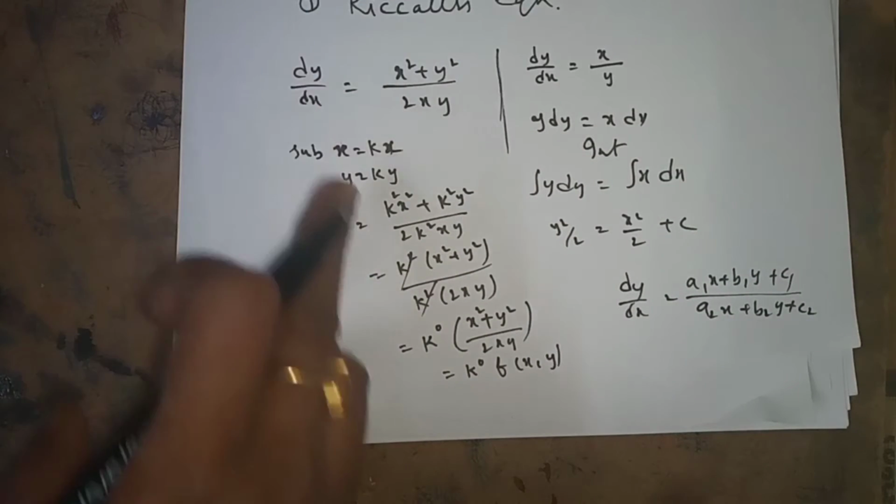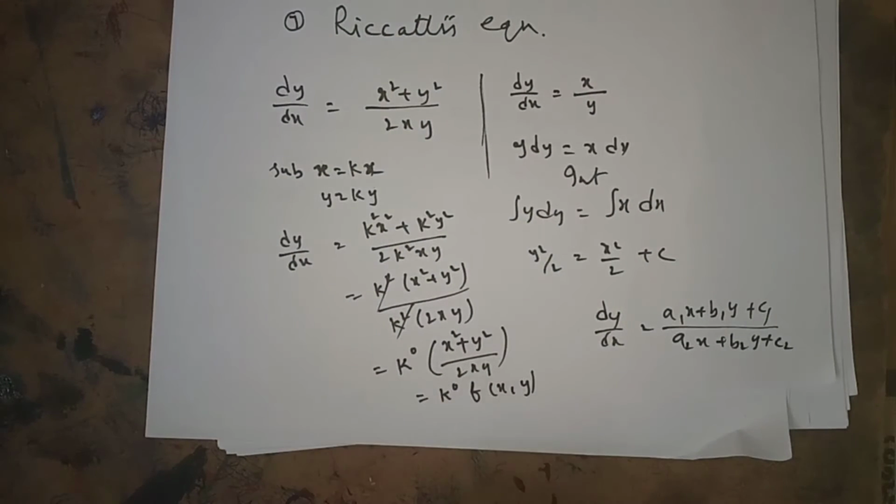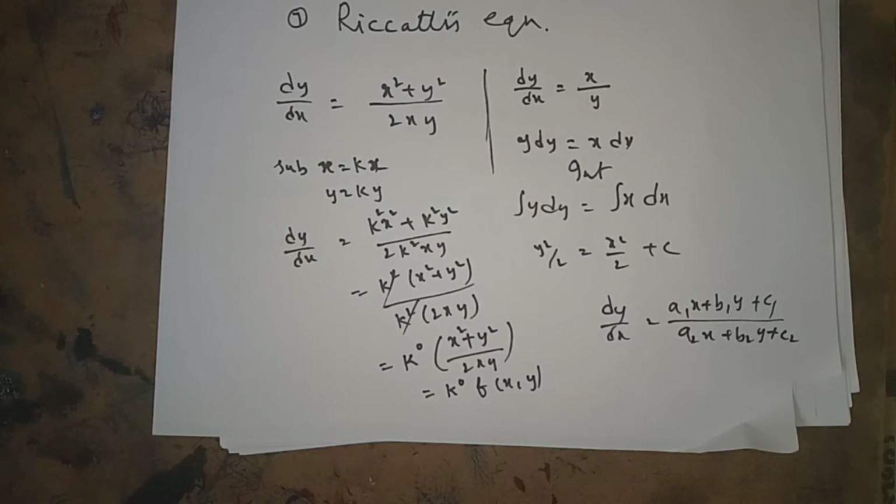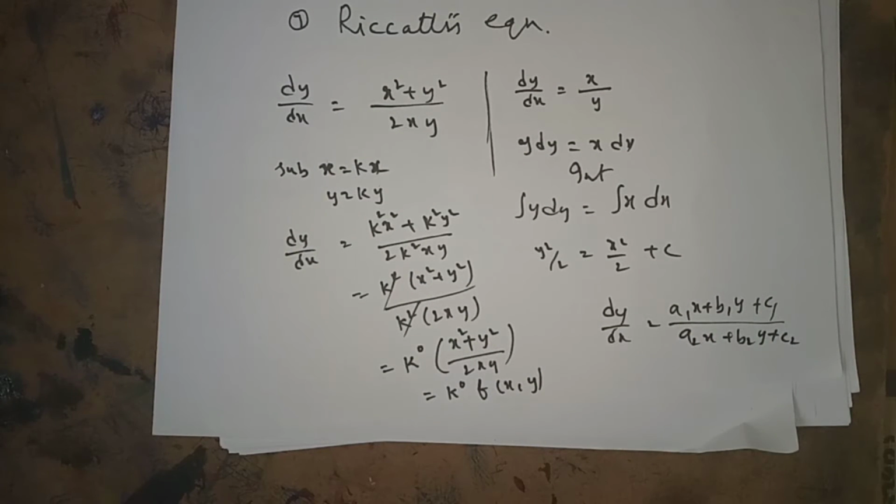Homogeneous, how to identify? Like this you have to identify homogeneous. Variable separable, how to identify? You check whether it is possible to separate the variables or not. Now non-homogeneous is in this form, and based on conditions like a1 b2 minus a2 b1, some conditions are there. Based on the condition you can solve the non-homogeneous differential equation.